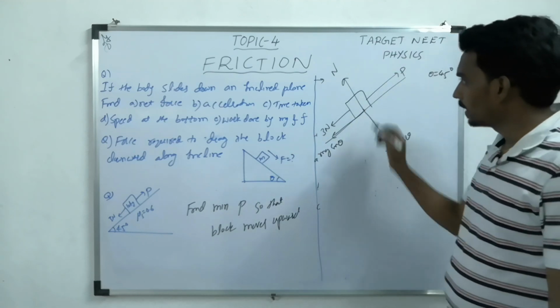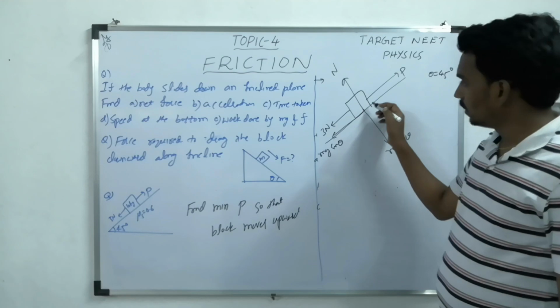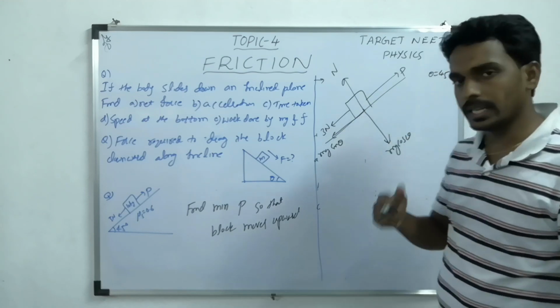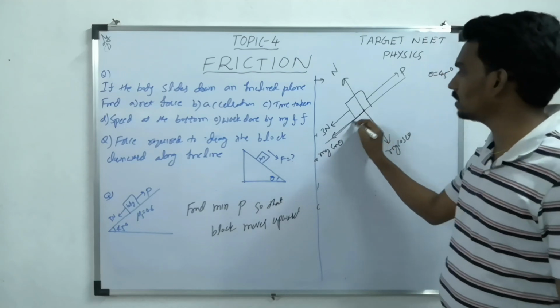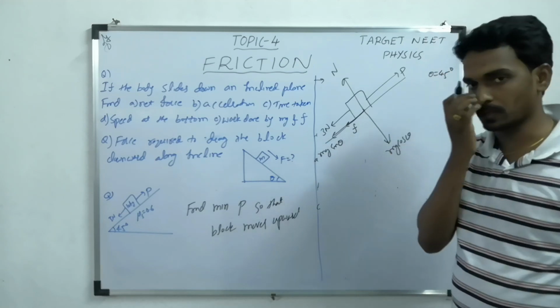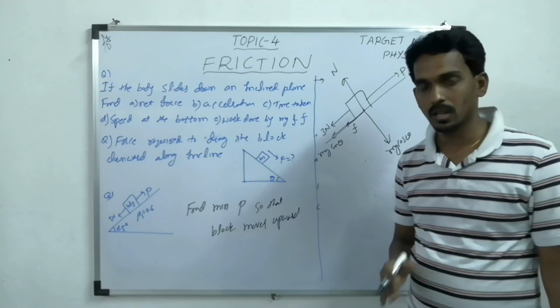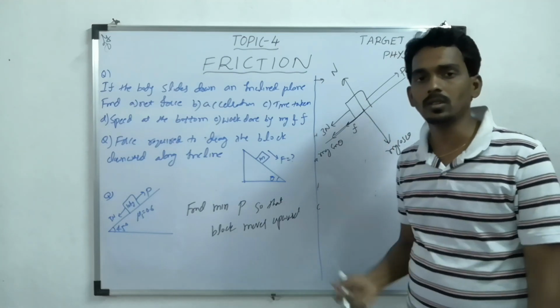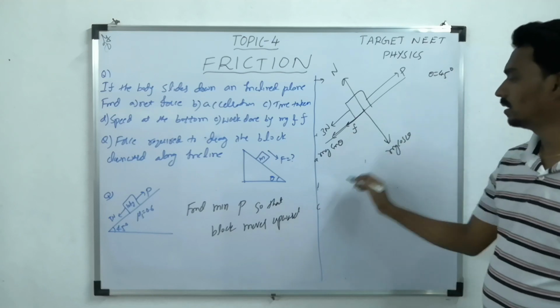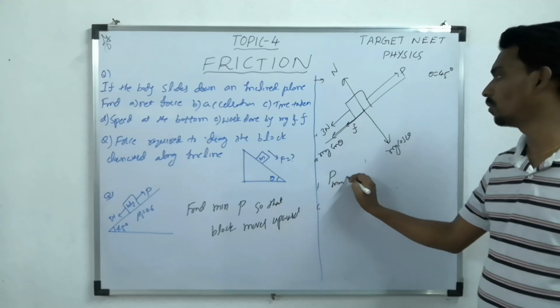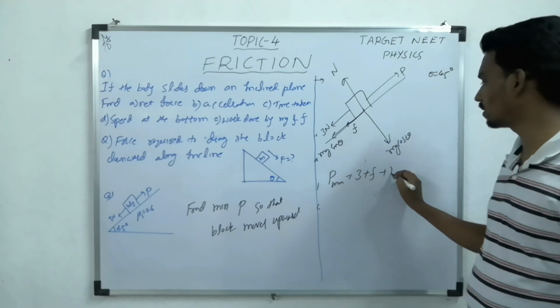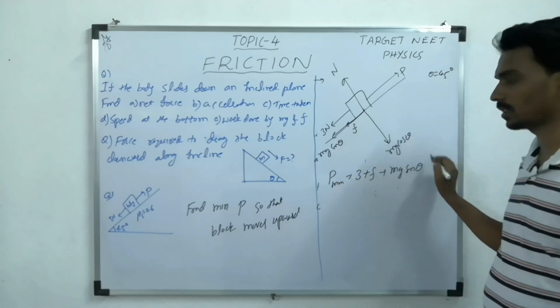Now here, the minimum force required to pull it up. So here itself you have to decide that friction is downward, not upward. Don't think like it is coming down. You are trying to pull it up, then friction changes its direction to downward. Then the minimum force required to move the body means 3 plus F plus mg sin theta.